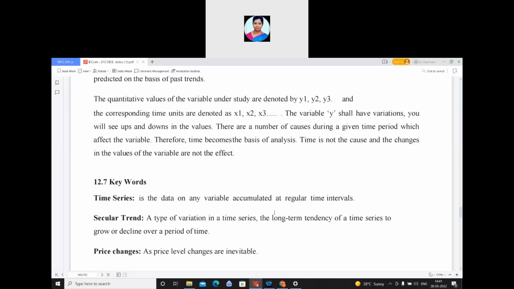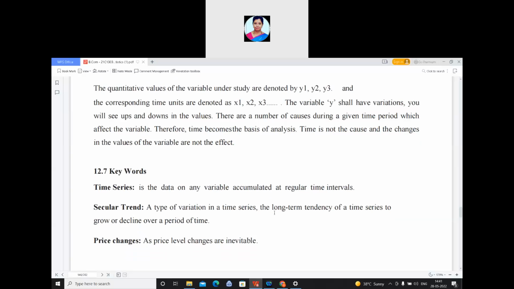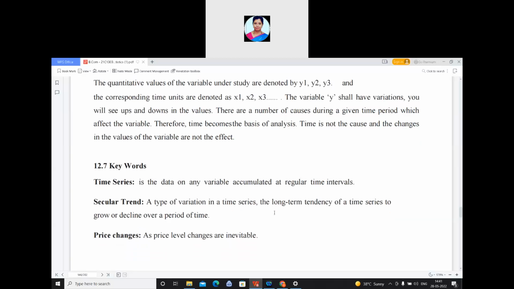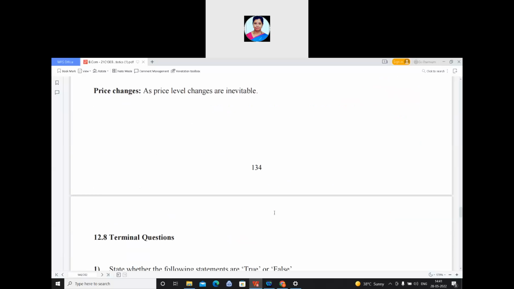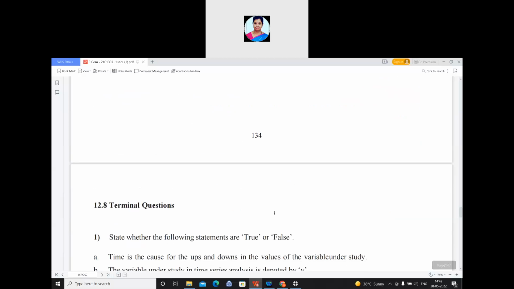So what is the tendency of the time series, whether it is going to decline or it is going to grow? According to the data we are analyzing in this manner, whether it is going to decline or grow in a certain period of time, that type of variation is called secular trend. And the next one is price changes, as price level changes are inevitable. So these are the sum up that we have.